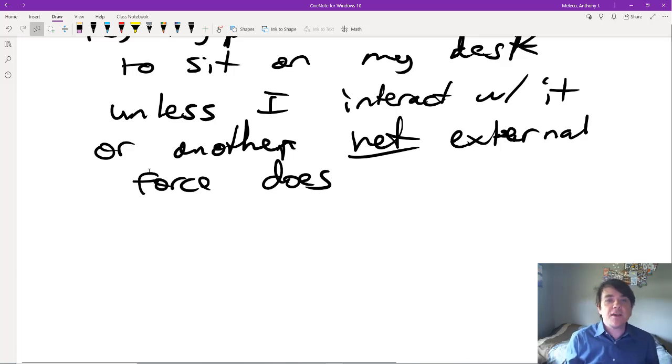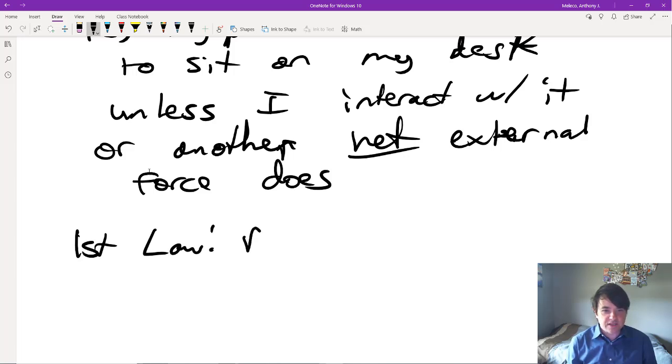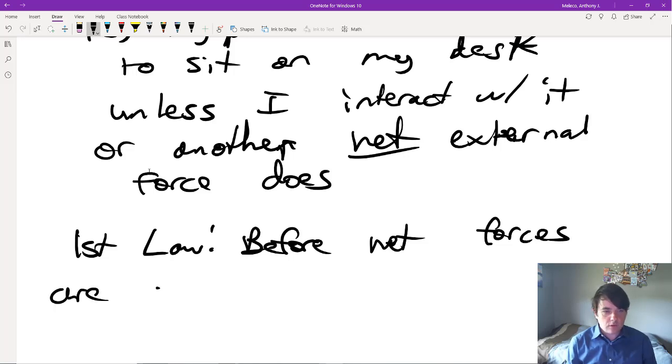So you can think of this as the law where it's before the motion or before the force is applied. So the first law is really just discussing before net forces are applied. Okay?